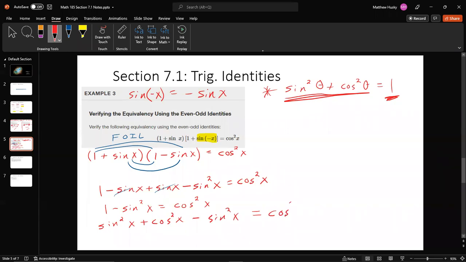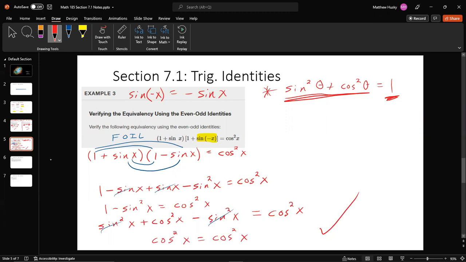And what that does for me, you see now that we have a sine squared x minus sine squared x. So those end up canceling each other out. And lo and behold, cosine squared x equals cosine squared x. And we're done. We have shown what we set out to show. Those are, in fact, equal to each other.